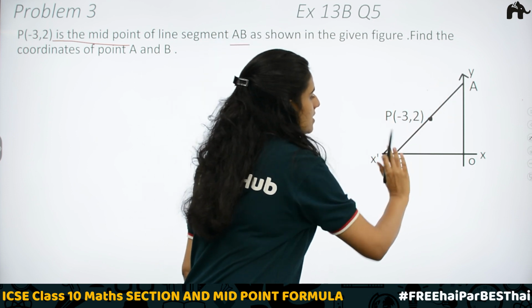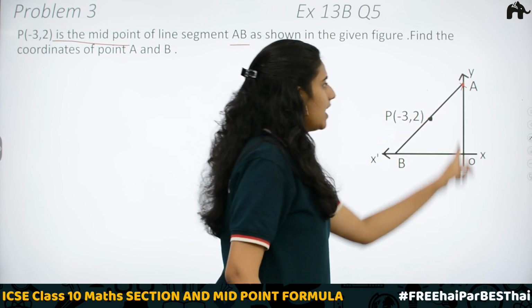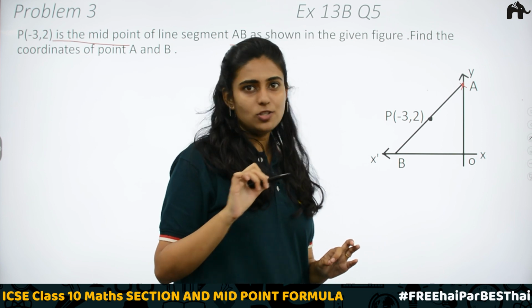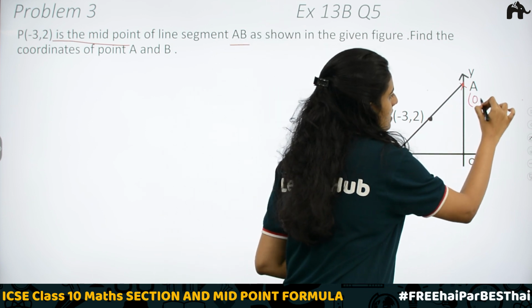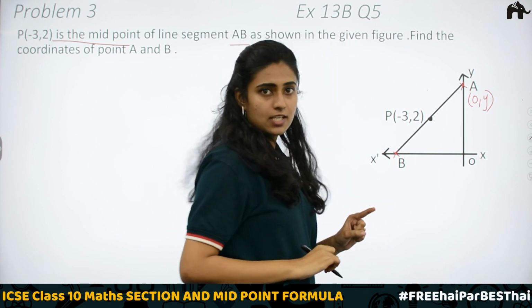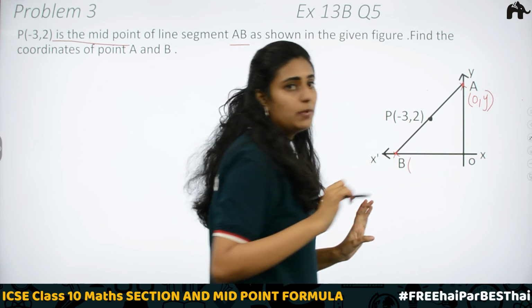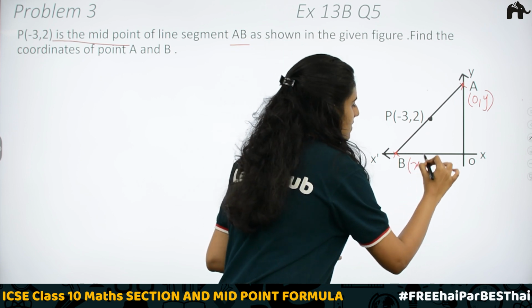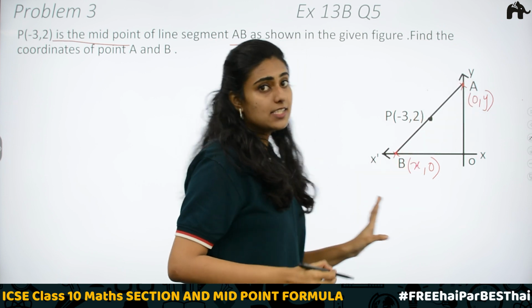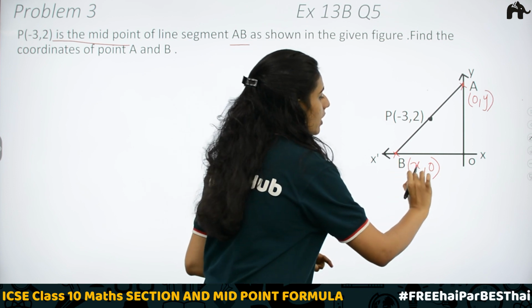Now, when you consider this figure, this point A lies on the y-axis. A point that lies on the y-axis will have x coordinate equal to 0. So, we'll take this point as 0 and some y. Similarly, this point B lies on x-axis, which means the y coordinate will be equal to 0. X will have some value and the y coordinate is 0. Therefore, here we take A as x1, y1. x1, y1 is equal to 0, y. And x2, y2 equal to x, 0.